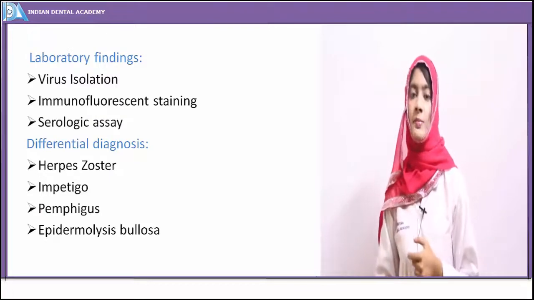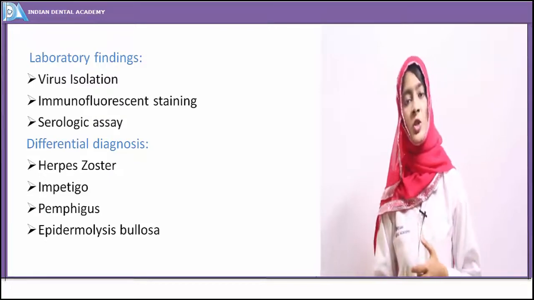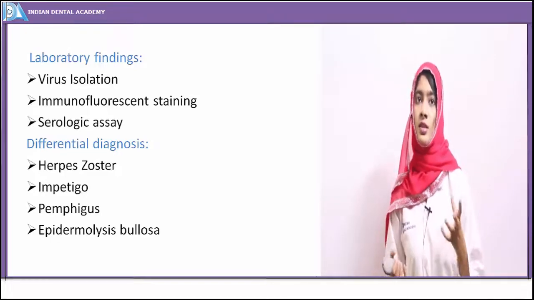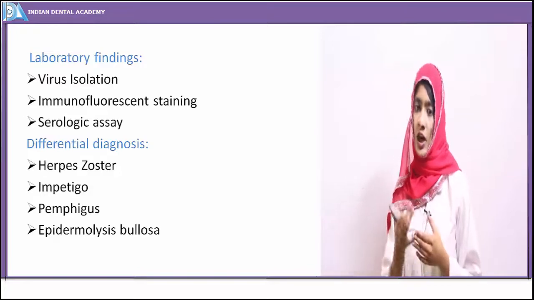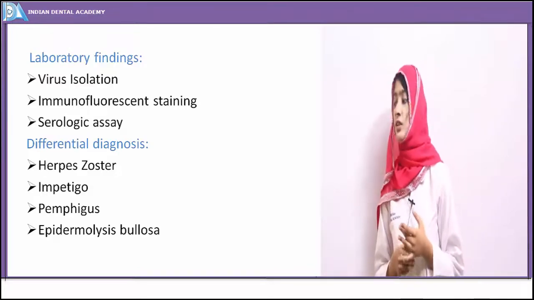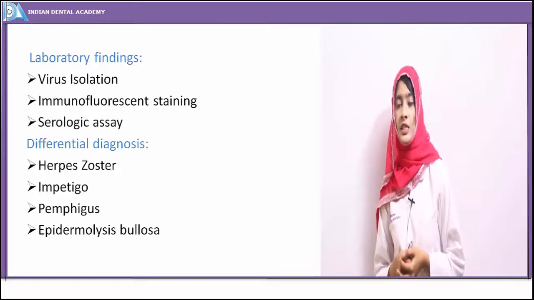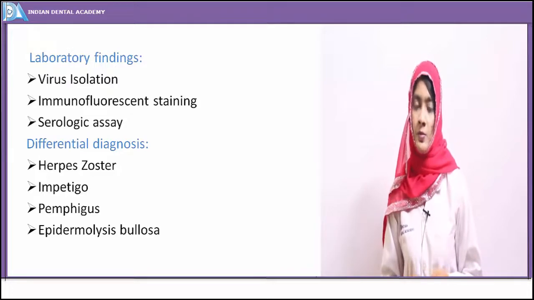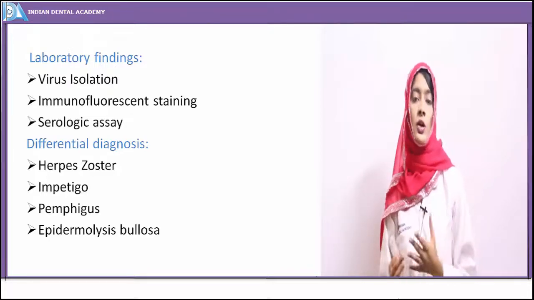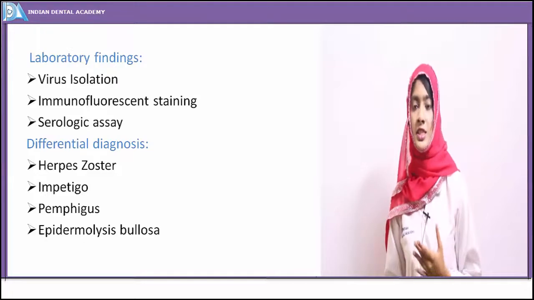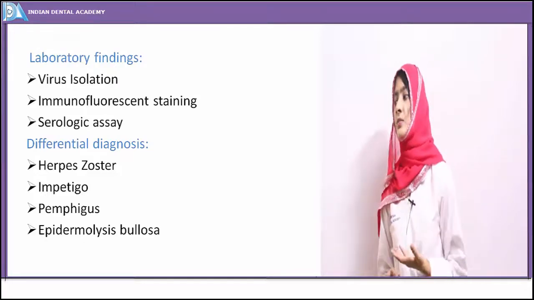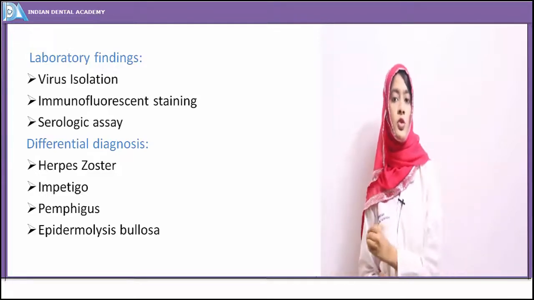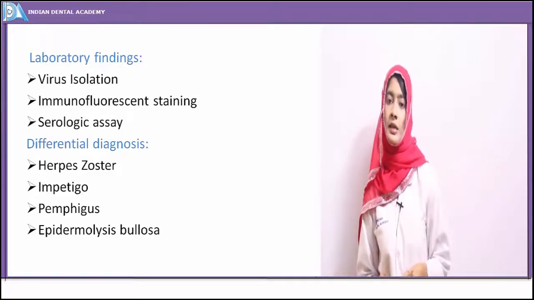Diagnosis is by clinical presentation and virus isolation, immunofluorescence staining, and serological assay also. Because the blister is intraepithelial, you have to differentiate it from other viral infections, bacterial infections or skin diseases like herpes zoster, impetigo, pemphigus, and epidermolysis bullosa. Epidermolysis bullosa and the like are relatively severe forms of disease, and herpes simplex mostly occurs on the area of distribution of the sensory nerve, so it has a very typical clinical presentation.